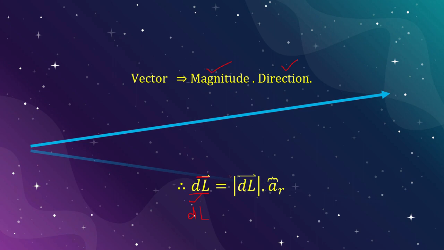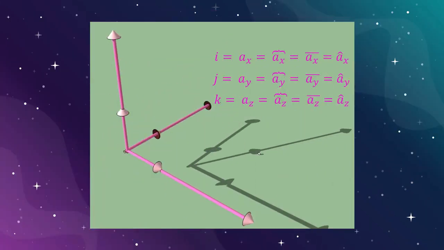So a vector is equal to the product of magnitude and direction. ar cap is showing direction here. Mod of dl bar is showing magnitude. So all vectors will be given in the form of magnitude into direction. In space, how many possible directions are there?